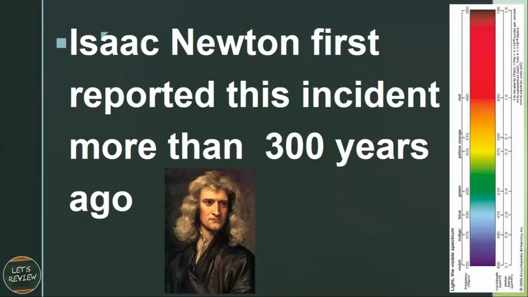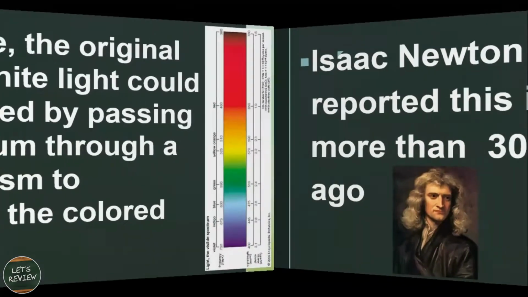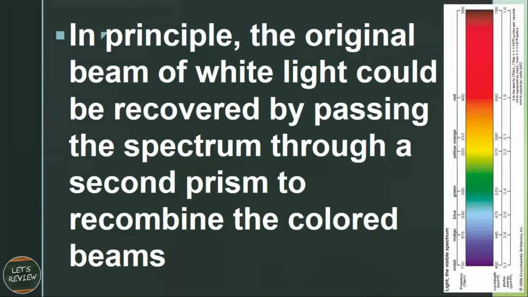Isaac Newton was the first one who reported this more than 300 years ago. Aside from that, in that principle, the original beam of white light could be recovered by passing the spectrum through a second prism to recombine the colored beams.